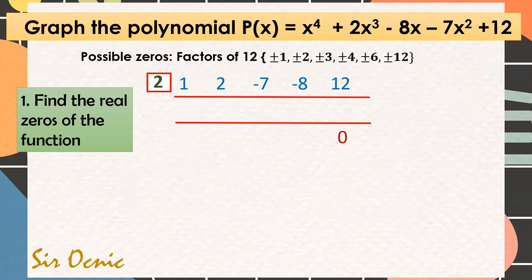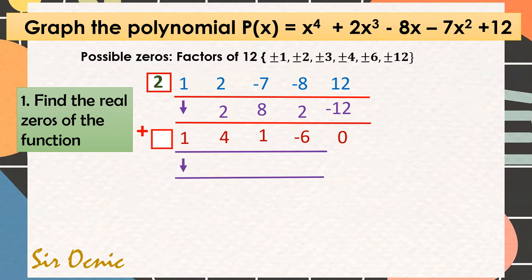Let us try positive 2. Bring down 1, times 2 is 2, plus 2 is 4, times 2 is 8, plus negative 7 is 1, times 2 is 2, plus negative 8 is negative 6, times 2 is negative 12, plus 12 is equal to 0. Since we still have 4 numerical coefficients, let us identify another zero.